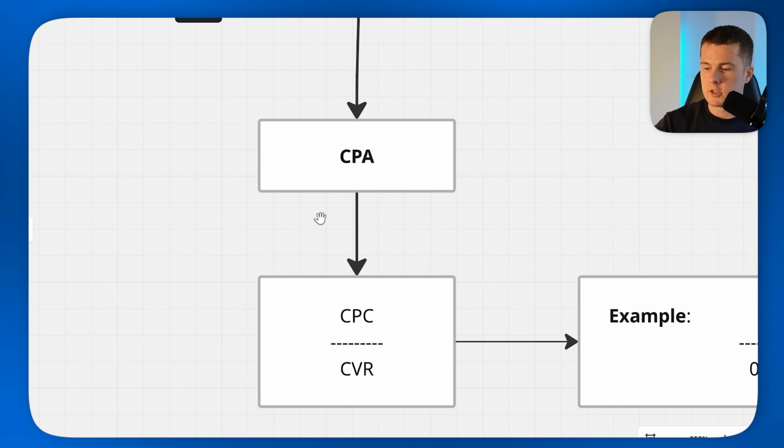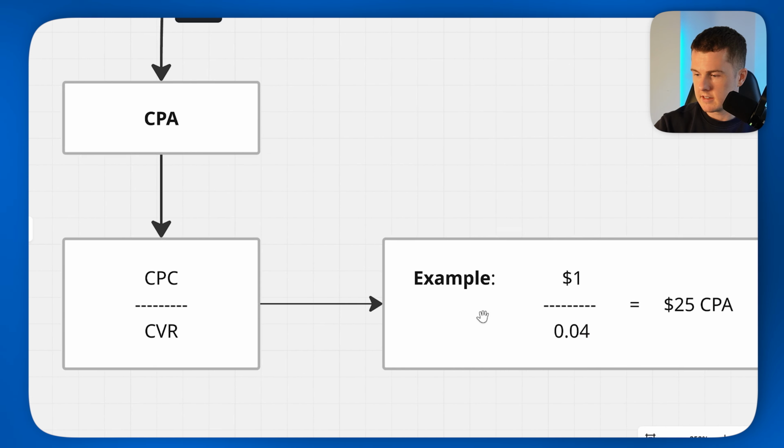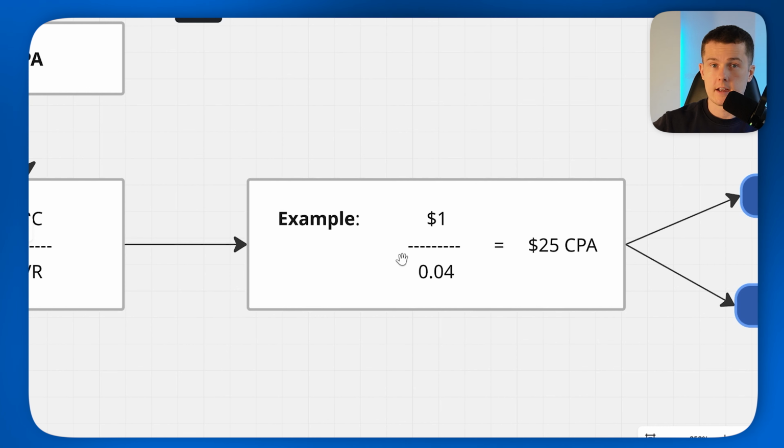So our cost per purchase is dependent on our cost per click divided by our conversion rate. An example of that is our cost per click is on average $1 and our conversion rate is 4%. So that's 0.04. That's going to give us a $25 CPA. Now, if we increase this figure to $2, or if we decrease our conversion rate to 2%, well, then we're going to double this figure of $25 CPA, and that's going to jump up to a $50 CPA. So you can see here that we need to focus on these 2 figures, and then this figure here will take care of itself.